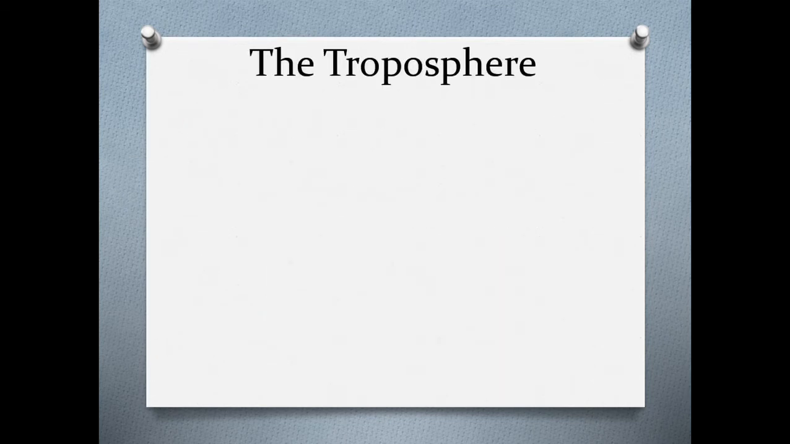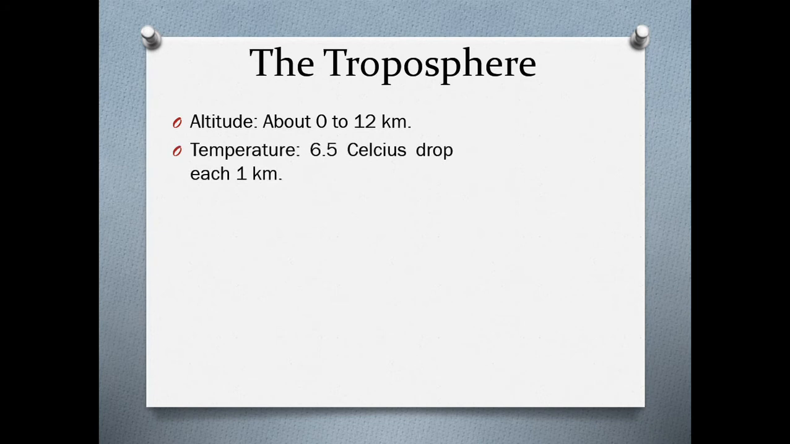The first layer that we're going to study is the troposphere. What is the altitude at which you can find the troposphere? You will find it at about 0 to 12 kilometers. Just keep in mind that we are analyzing this from the ground and above. Okay? So, what is the temperature that you will find in the troposphere?